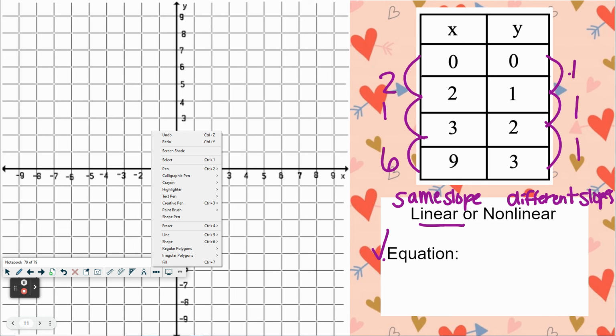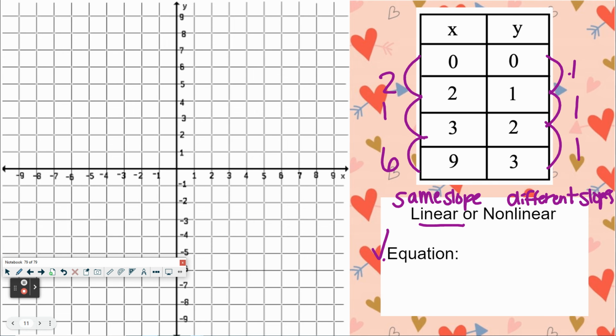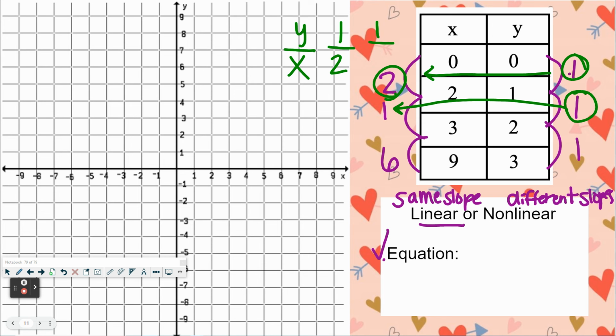Okay? Let's recall, slope is y over x. So we'll go y on top, the x next to it on bottom. That's one slope. Between these points, y on top, x on bottom. Now we could stop here because we didn't get 1/2 both times.